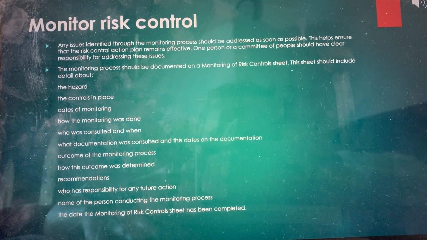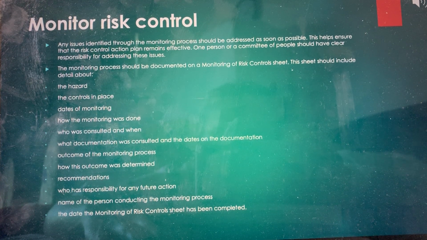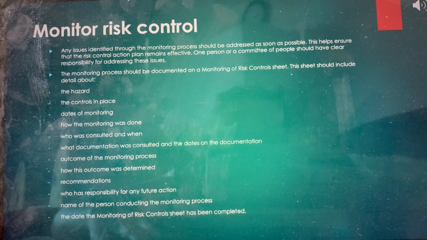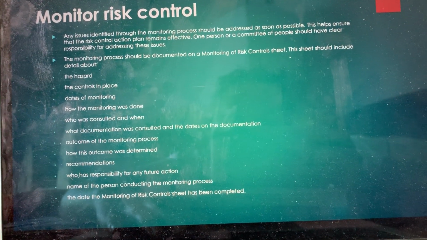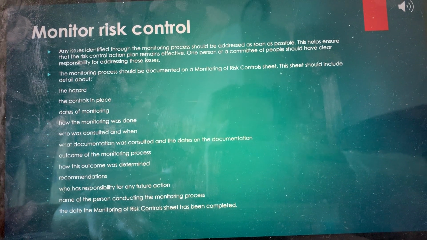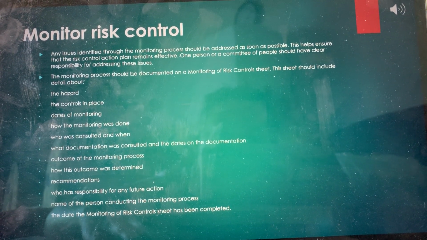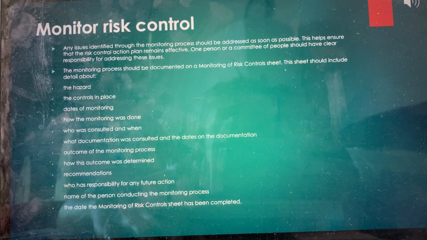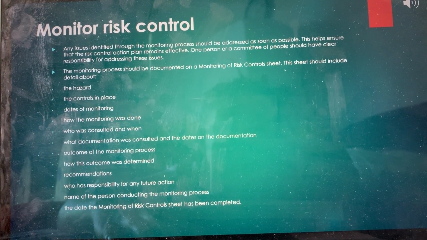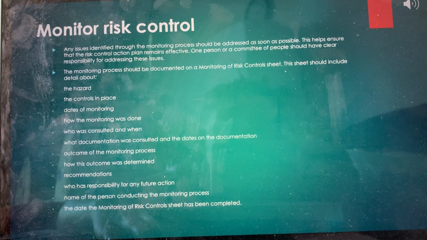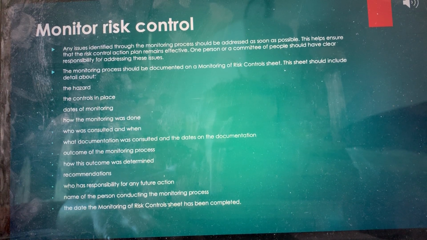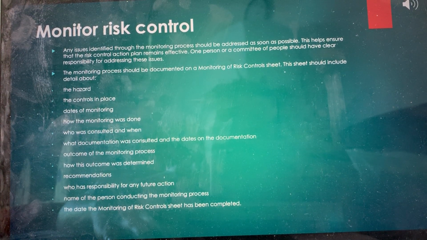Any issues identified through the monitoring process should be addressed as soon as possible. This helps ensure that the risk control action plan remains effective. One person or a committee of people should have clear responsibility for addressing these issues. The monitoring process should be documented on a monitoring of risk control sheet.